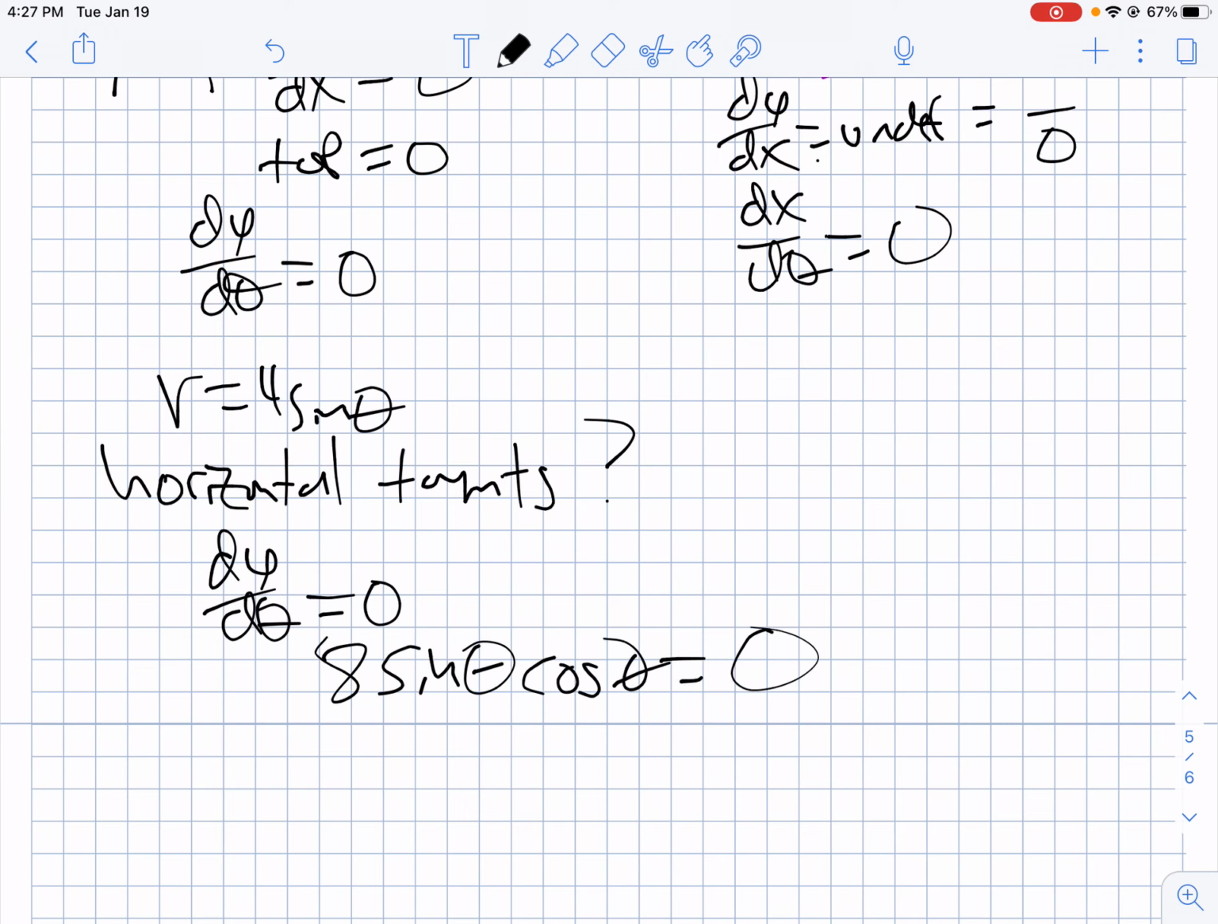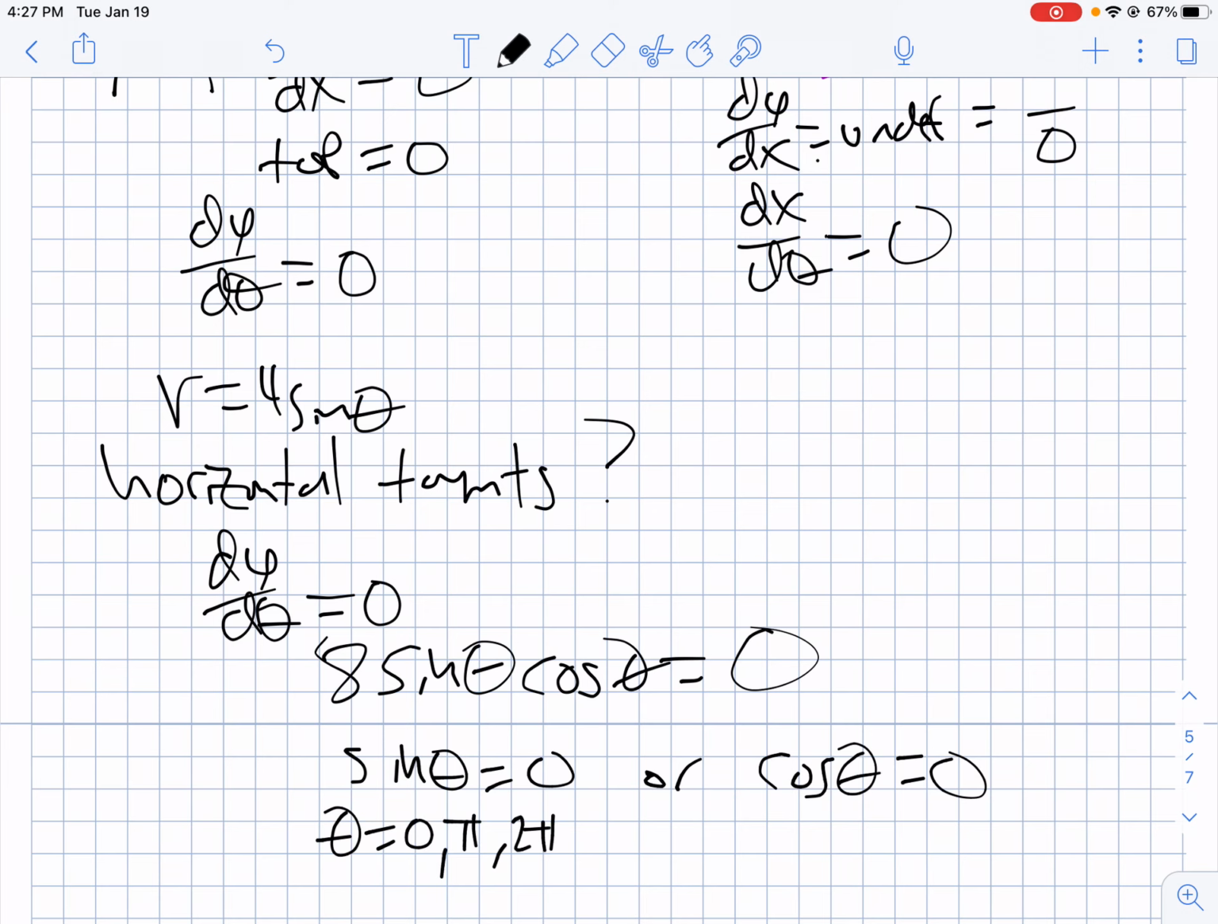Now, you already solved problems like this last year. We've done them earlier this year, too. You just set the first part equals 0. The 8 does nothing, right? So either sine theta equals 0 or cosine of theta equals 0. So where does sine equal 0? That happens at 0 or pi or 2 pi. Cosine equals 0 means the x-coordinate is 0, so the top and the bottom. So that happens at pi over 2 or 3 pi over 2, and so forth.